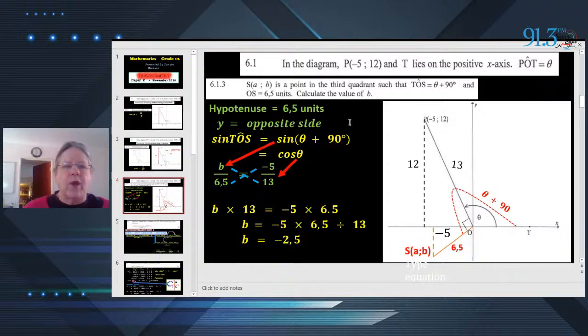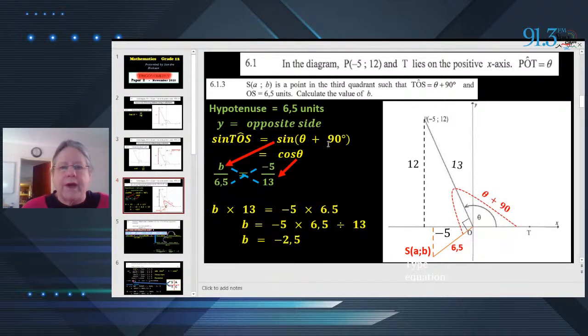So let's see, what do we have? We have a hypotenuse of 6,5 units. And Y is the opposite side of this new triangle. So now we can write down, we start off with sin TOS. And sin TOS is sin theta plus 90. So we basically write down what we saw on the picture. So sin TOS equals sin theta plus 90.